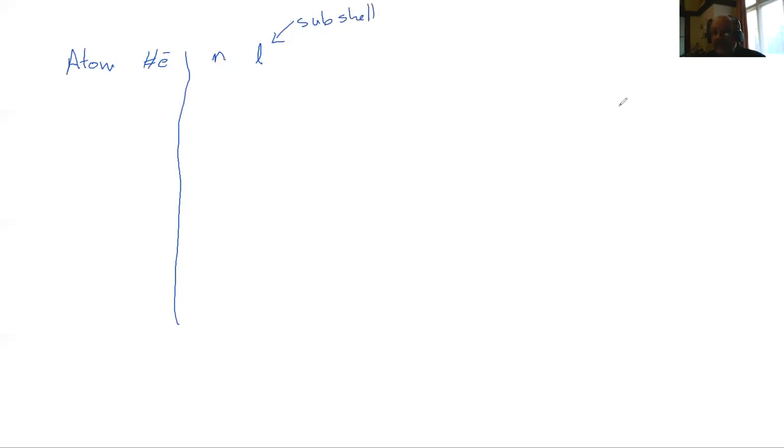When l equals 0, we call that subshell s. When l equals 1, that's p. When l equals 2, that's d. And when l equals 3, that's f. And so on, we can go higher than that. So when we're packing it on here, what else have we got? We've got m_l and we've got m_s.